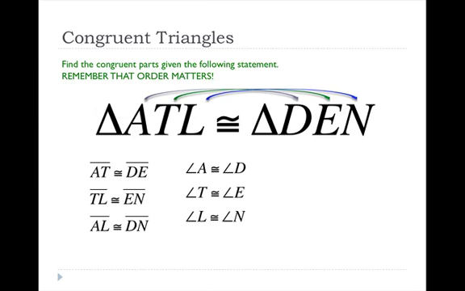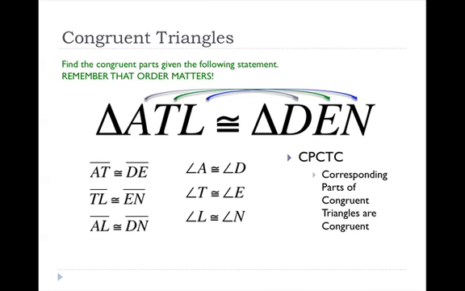Angle A is congruent to angle D, angle T is congruent to angle E, and angle L is congruent to angle N. This is based on the fact of corresponding parts of congruent triangles are congruent. I stated that earlier. This is a rule, the mathematical way of saying that if the whole thing is congruent, then the parts are congruent. So the corresponding parts, the matching parts of the congruent triangles are also congruent. So if you have the whole thing, you can say each of these six items.